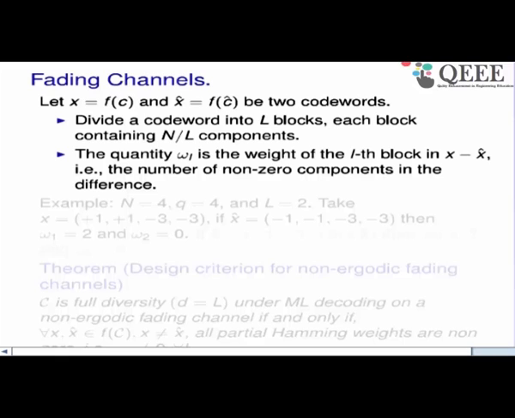Now what we do is, as in the erasure non-ergodic case for the erasure channel blocks, we have N_L components in each block, and let W_L be the weight of the L-th block in the difference X minus X hat. See that X and X hat are now points from a constellation, and these points are points in a space, for example in a two-dimensional space if you are taking QAM.